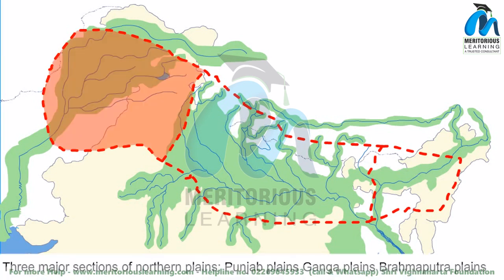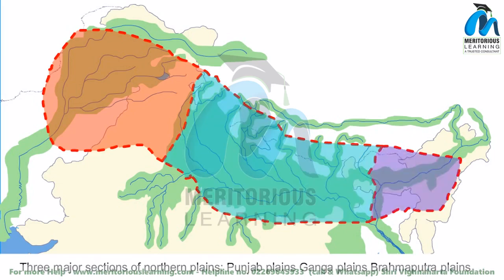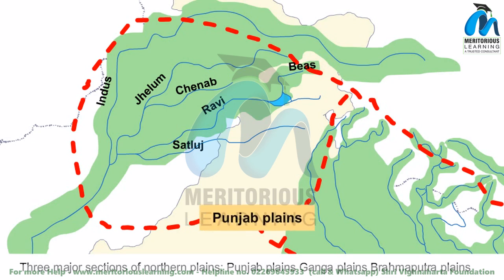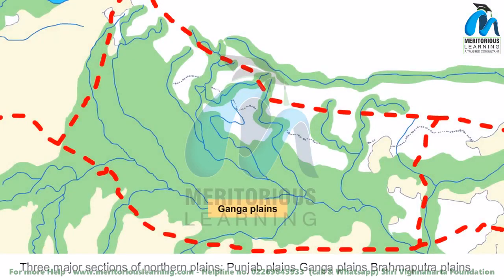The northern plains are divided into 3 major sections. 1. The western part, drained by the Indus and its tributaries Jhelum, Chenab, Ravi, Beas and Sutlej, is known as the Punjab Plains. A major part of it lies in Pakistan. 2. Ganga Plains. The middle section lies between the Ghaggar and Teesta rivers.